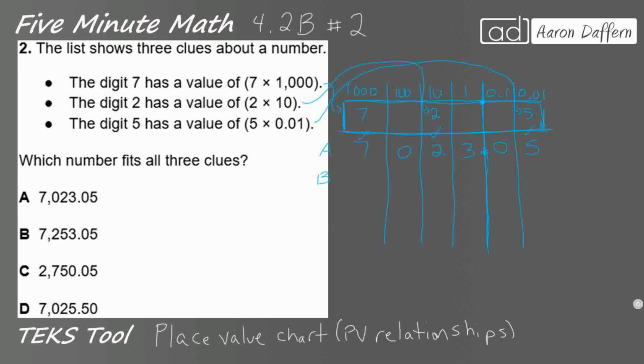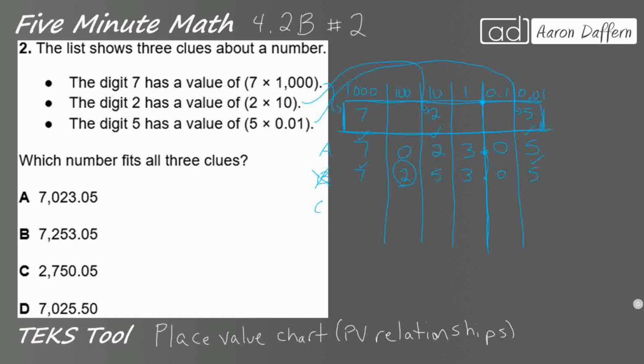So let's say B, 7,253 and 5/100. All right, so my 7 in the thousands works, but look at my 2. My 2 is in the hundreds place. It should be in the tens place. My 5 is in the hundredths, so we're good there. So that's why B doesn't work. It's that 2 in the hundreds.